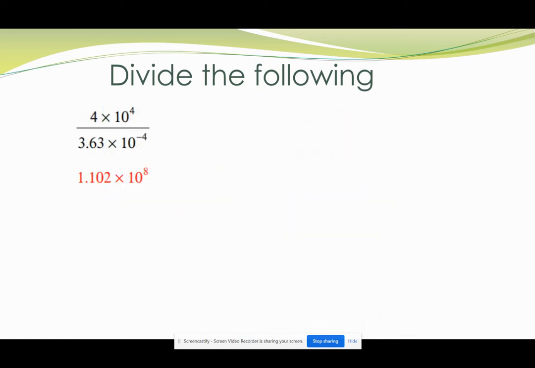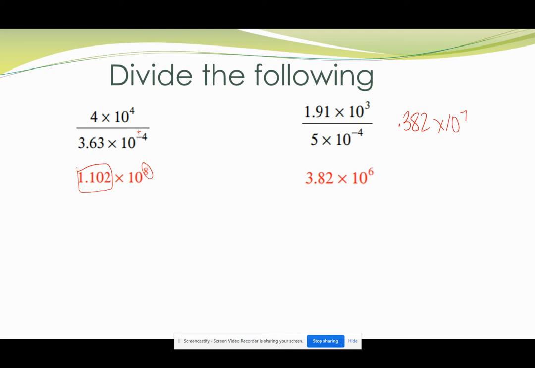Let's look at this division one. Put the answers up. So 4 divided by 3.63 gives me the 1.102. 4 minus a negative 4 creates that plus there, so we get the 8. Now we have 1.91 divided by 5, which gives me 0.382. 3 minus a negative 4 gives me 3 plus 4, which is 7. We need it between 1 and 10, so we move it over to the right. When you move it over to the right, you subtract 1. So that's where we get the 3.82 times 10 to the 6th.